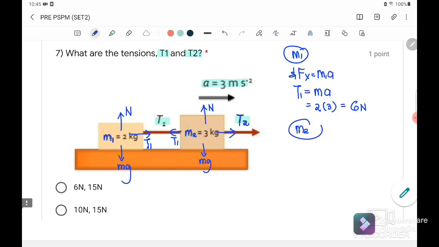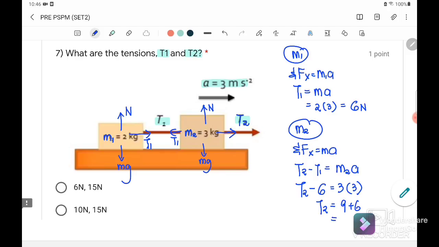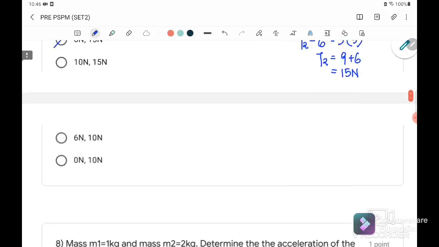Next, for M2, Fx equals ma, where T2 minus T1 equals M2 a. Therefore, T2 minus T1, where T1 is 6 Newton, equals M2, 3 kg, times the acceleration, which is 3. So the final answer for T2 is 9 plus 6, which equals 15 Newton. So T1 is 6 Newton, T2 is 15 Newton. So the answer is B.